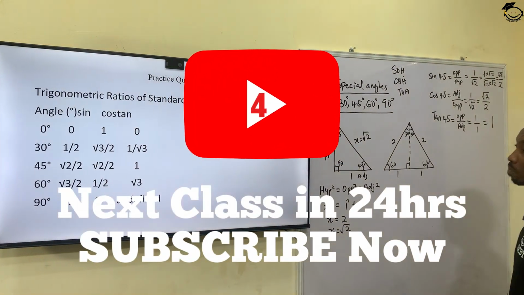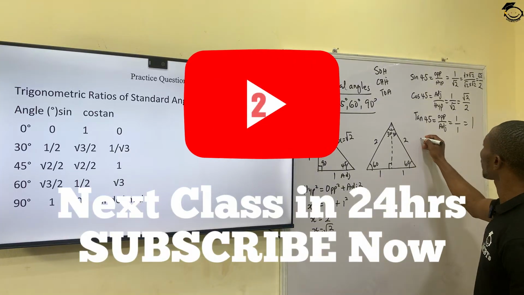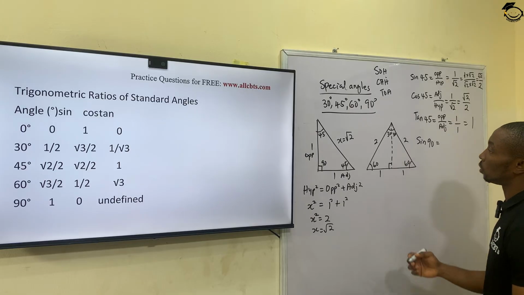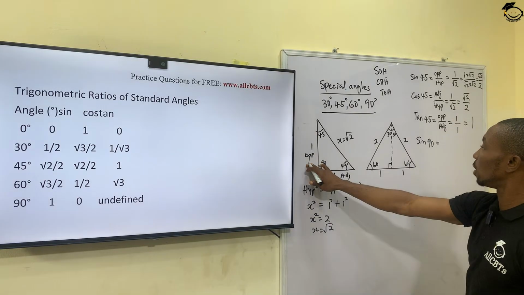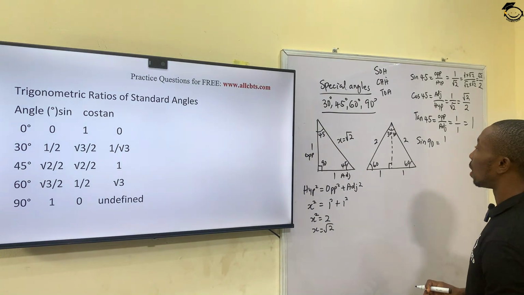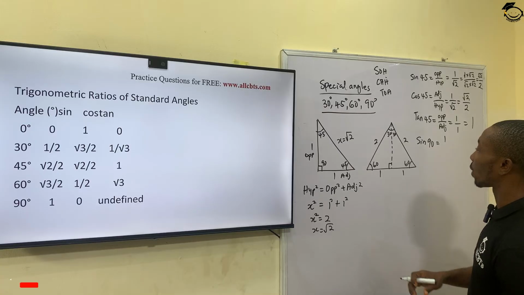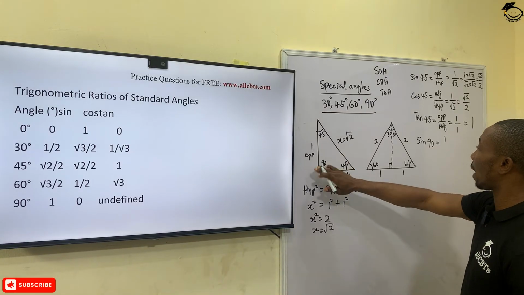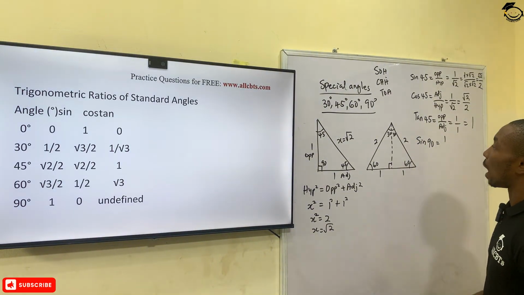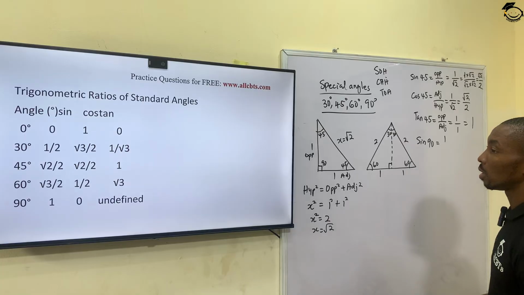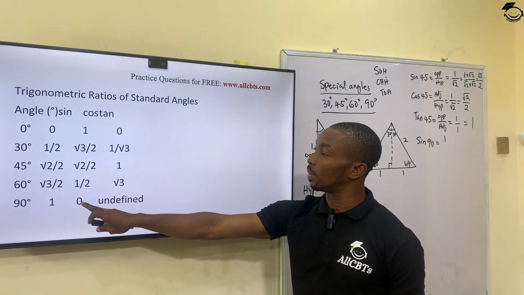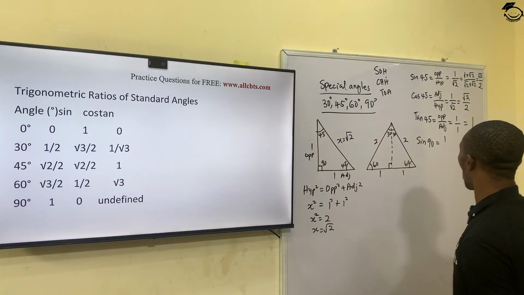Now, looking at sine 90, our sine 90 would give us opposite over hypotenuse. Our opposite is 1, and okay, now this is our known angle. So here, our sine 90 will give us 1. All right, and our adjacent will be 0. Our cos 90 will be 0, and tan 90 will be undefined.